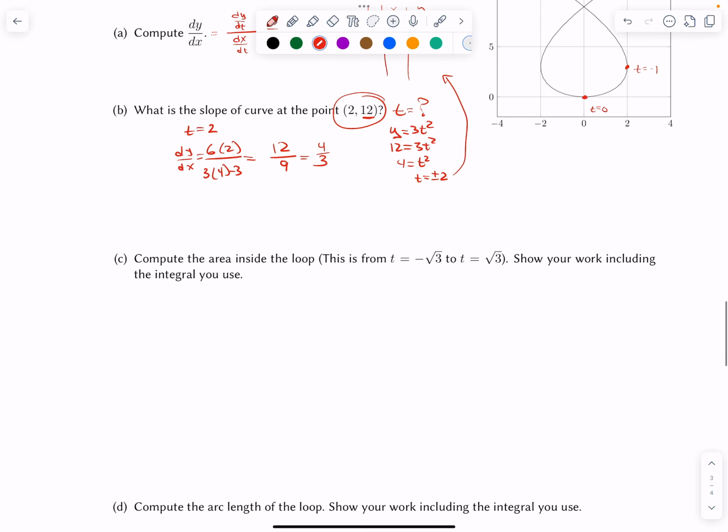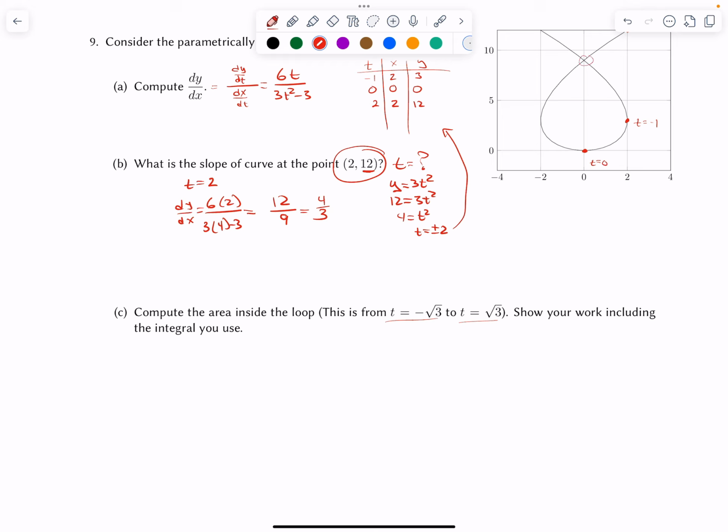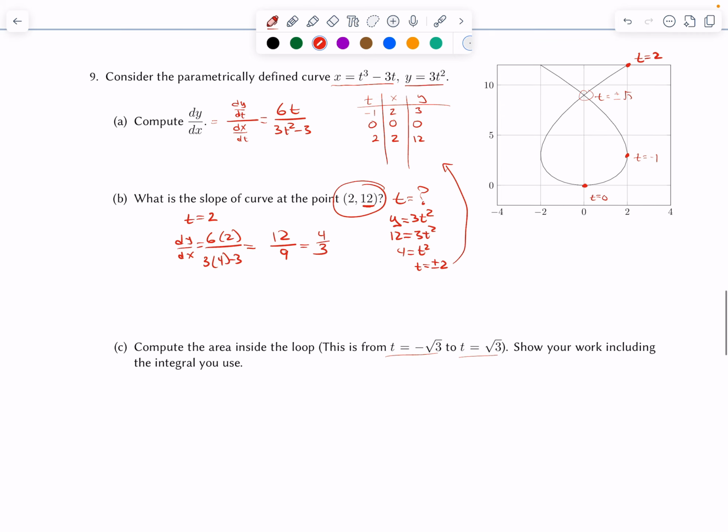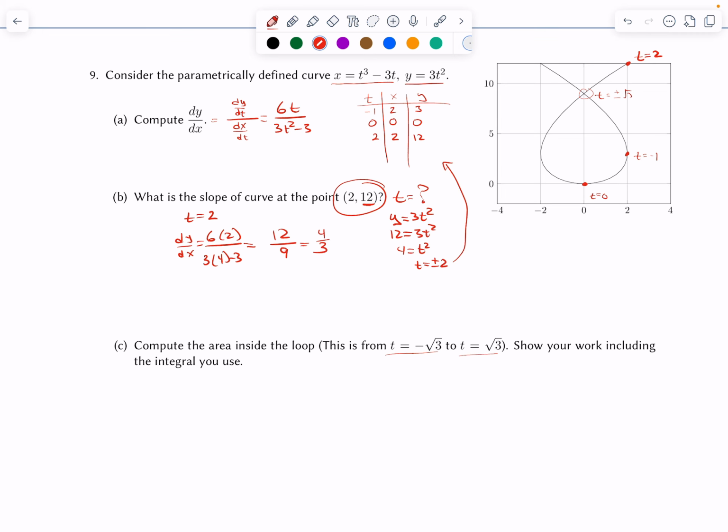Well, the area, if you didn't know that, you could always figure out where this crossed. So that's t equals plus or minus radical 3. There's a variety of ways of finding out where it crosses, but the most obvious is that you can see that the x value there is 0. So we could solve for t using the x coordinate. But anyway, the area is the integral of y dx.